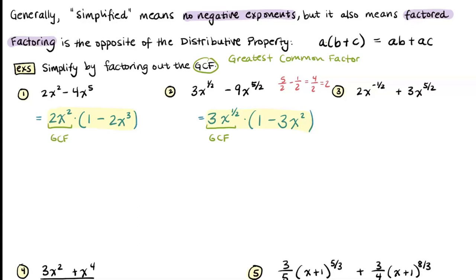Okay, example 3. We have 2x to the negative 1/2 plus 3x to the positive 5/2. Here we're just looking at, okay, what do you do when you have a negative exponent? And the answer is the same exact thing. We're going to look at the numbers first. We've got 2 and we've got 3. No factors in common there. So no number is going to come out with the GCF.